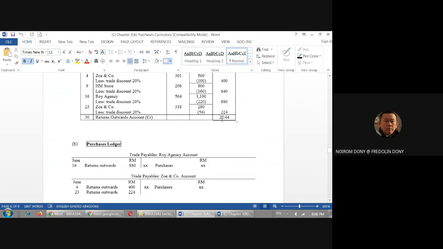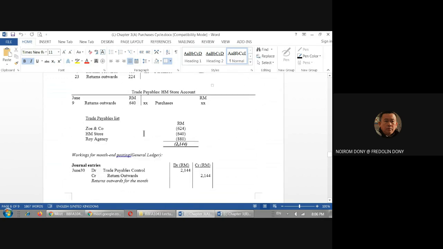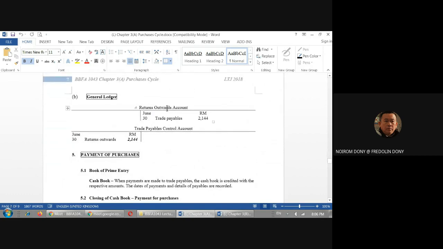So at the end of the month, we do the second step. This is your guidance. In the general ledger, open up the return outward account and then open up the trade payable control account. Then follow the entry stated in the prime entry. So the return outward account is credited 2,144 and the debit will be the corresponding account, the trade payable control account.